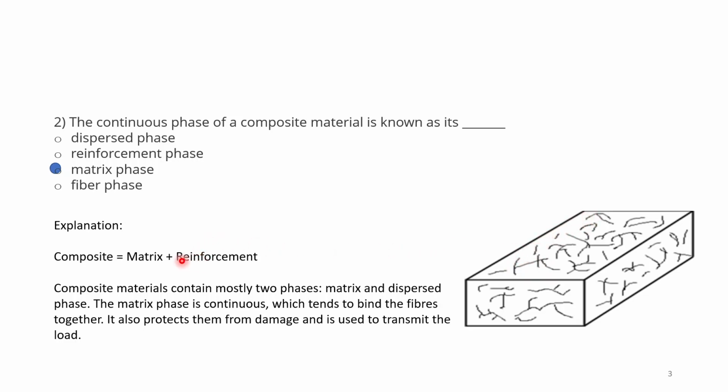A composite is made of two phases, matrix and reinforcement. A composite material contains mostly two phases, the matrix and the dispersed phase, which is not continuous. The matrix phase is continuous, which tends to bind the fibers together. It also protects them from damage and is used to transmit the load.